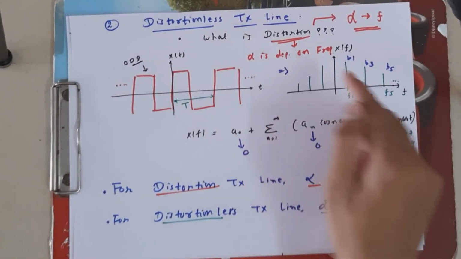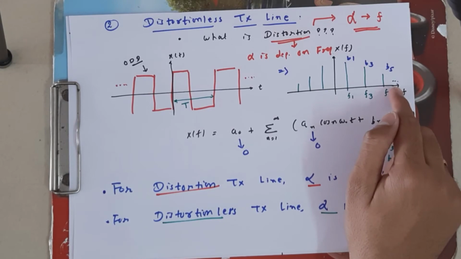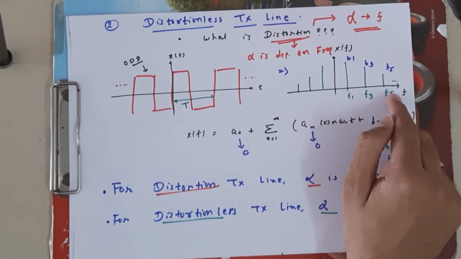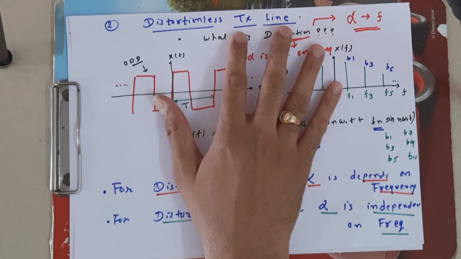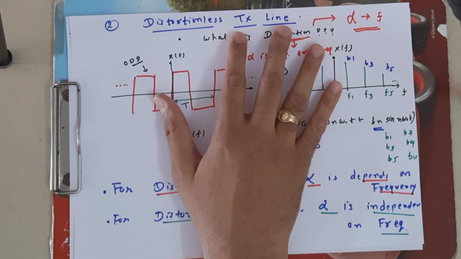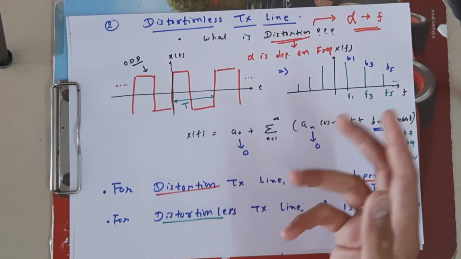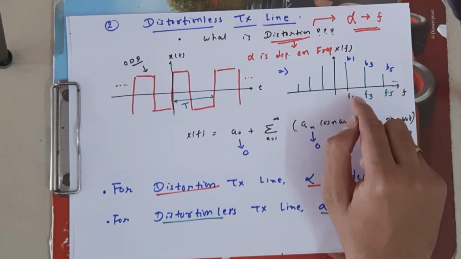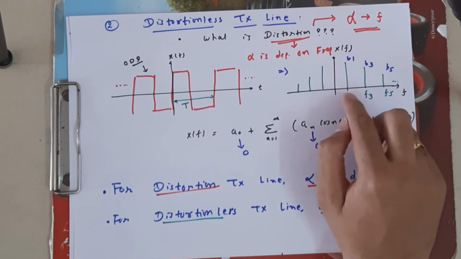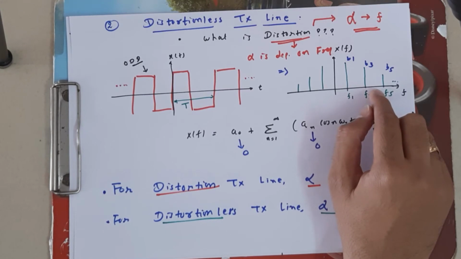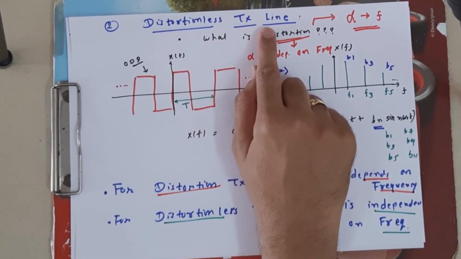Distortionless line. In the distortionless line, we have to consider the different frequency components. Similarly, human voice also consists of different frequency components. For example, I will take the telephone line. If the telephone line is a distortion telephone line, then the human voice is distorted. That means the frequency components, or the amplitude of each and every frequency component, are distorted. So the telephone line should be a distortionless line.